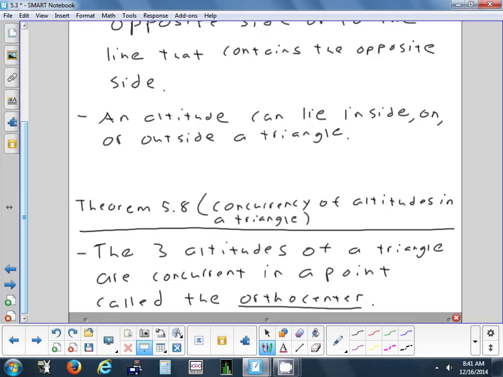Okay, but like the perpendicular bisectors, like the angle bisectors, like the medians, the altitudes are also concurrent, or they all meet at a single point. And that point is called the orthocenter. All the altitudes meet at a point called the orthocenter.